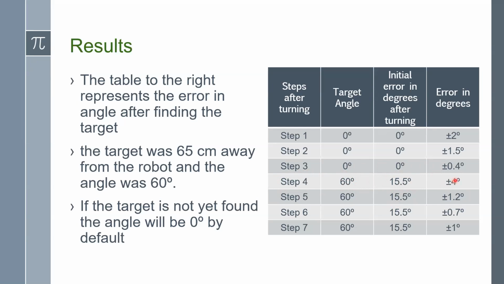But then after we moved in step number 4, we reduced that error back to 4, which is controlled through the PID. And with the 5th step, the error reduced again and again until we reached a value between 0.7 and 1.2.